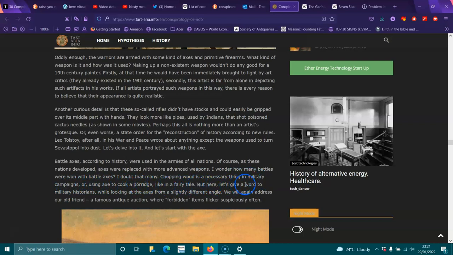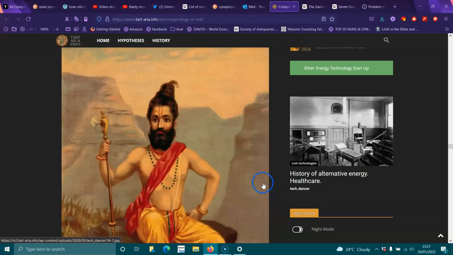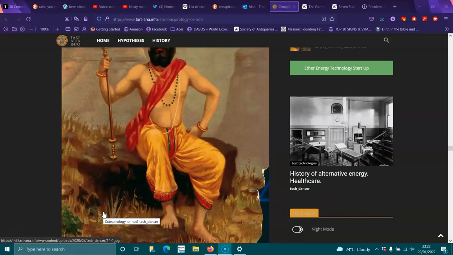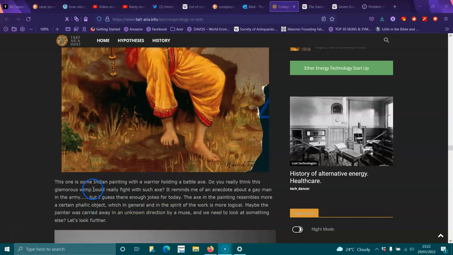But here, let's give the word to military historians. While looking at the axes from a slightly different angle, we will again address our old friend, a famous antique auction where forbidden items flicker suspiciously often. I question, is it an axe, or rather an electronic weapon?